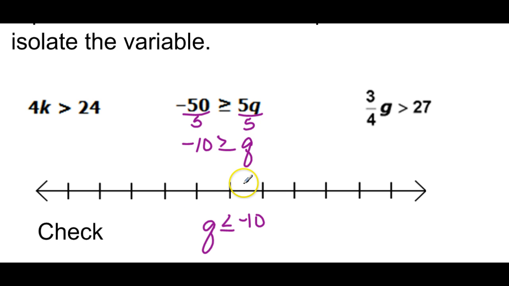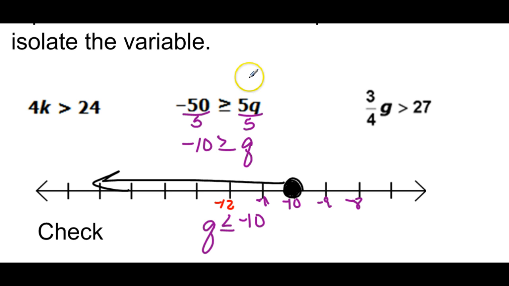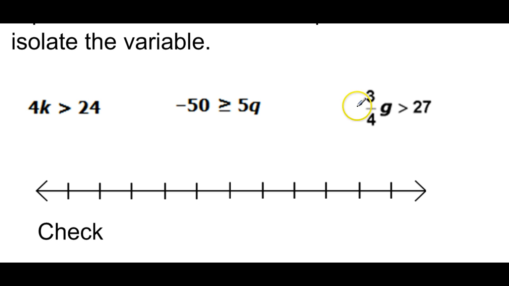So I need to find negative 10 on here. So let's just let negative 10 be right here. So this would be negative 9, negative 8, negative 11. I'm going to put a circle at negative 10 because that's my focal point. My arrow is going to go to the left, and I'm going to color that in. Okay? Again, when you go to check this, pick a value down here. So how about we pick negative 12? Okay? 5 times negative 12 is negative 60. Negative 50 is greater than negative 60. Check. That works.